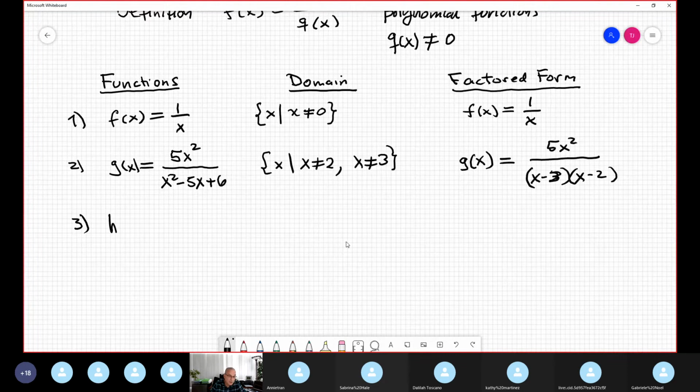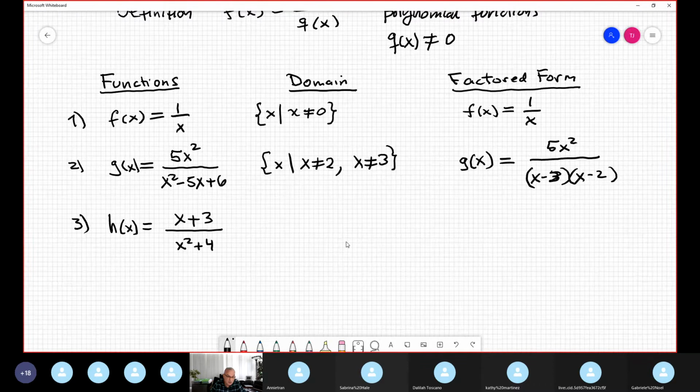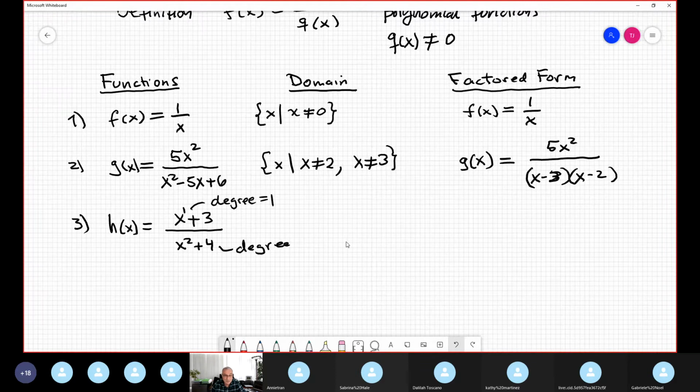Number 3 is called h of x, equal to x plus 3 in the top, divided by x squared plus 4 in the bottom. Okay, the degree of the polynomial in the top is 1. How do you know that it is 1? Because the exponent here is 1, no? And the degree of this is 2. It's important that you be aware of the degree because we are using it, not now, we are using it after. I promise. The idea of the degree of the polynomial.